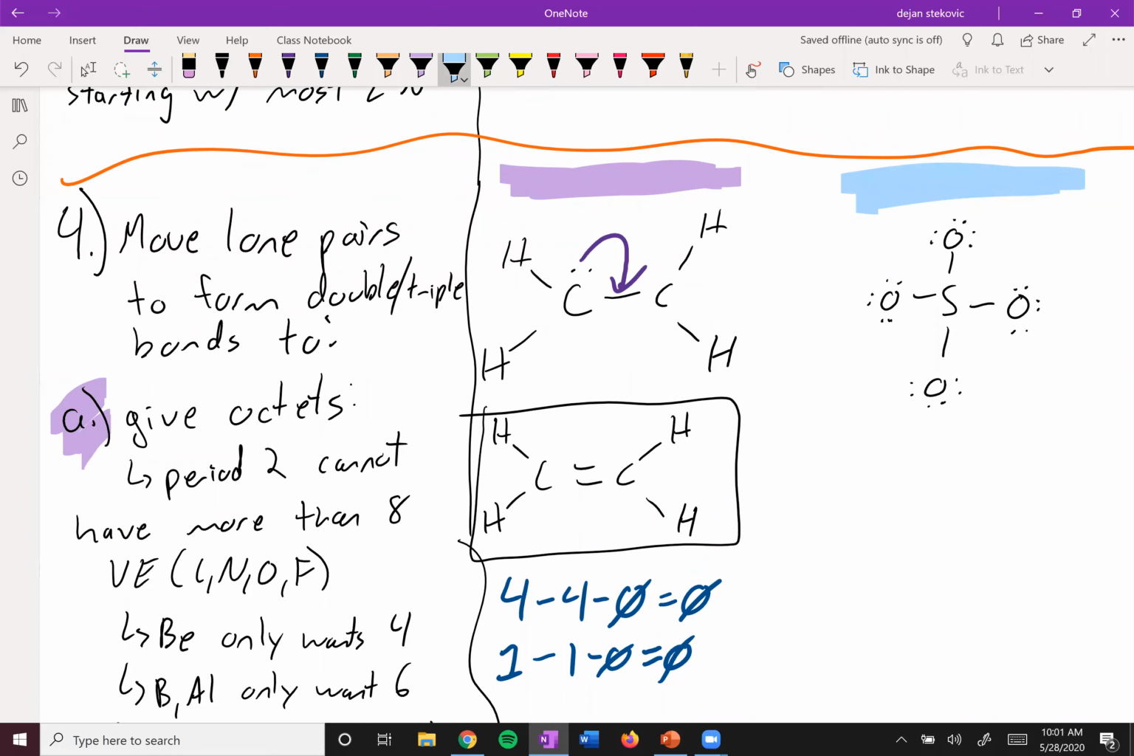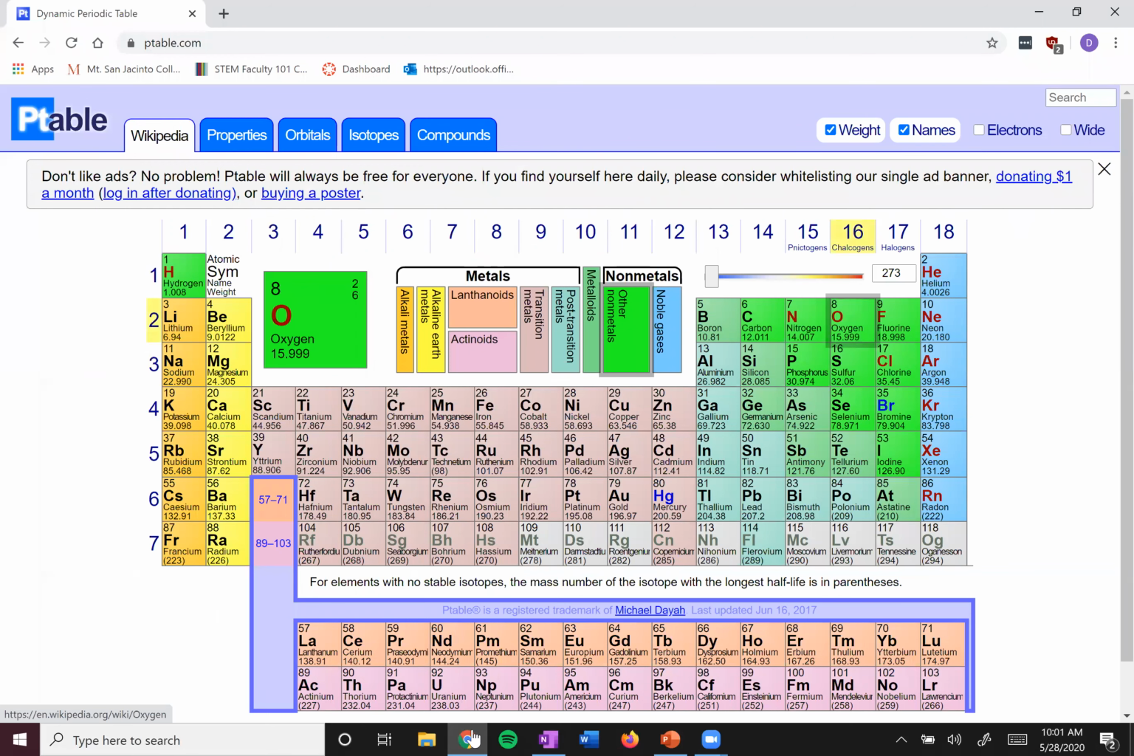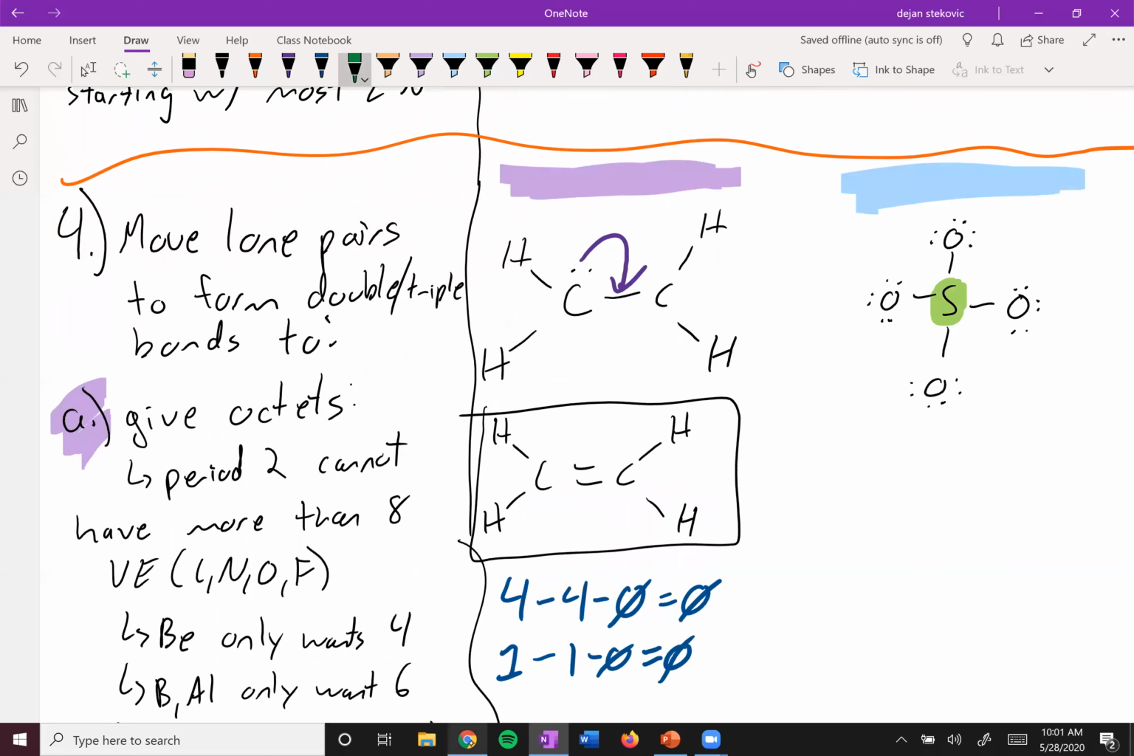Let's check out the formal charges over here. So we'll start off with the sulfur. Sulfur normally has 6 valence electrons. Here it has 4 bonds and no lone pairs, so it has a formal charge of +2. That's not good. But let's keep going and see what else we've got.